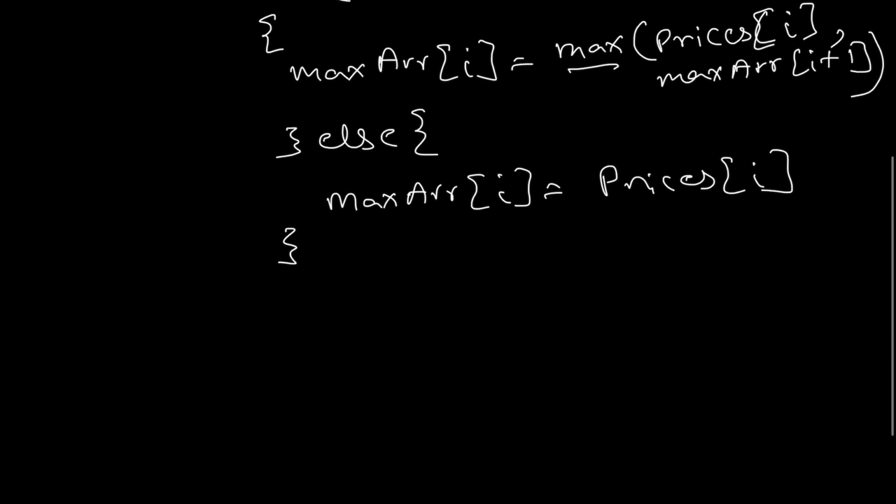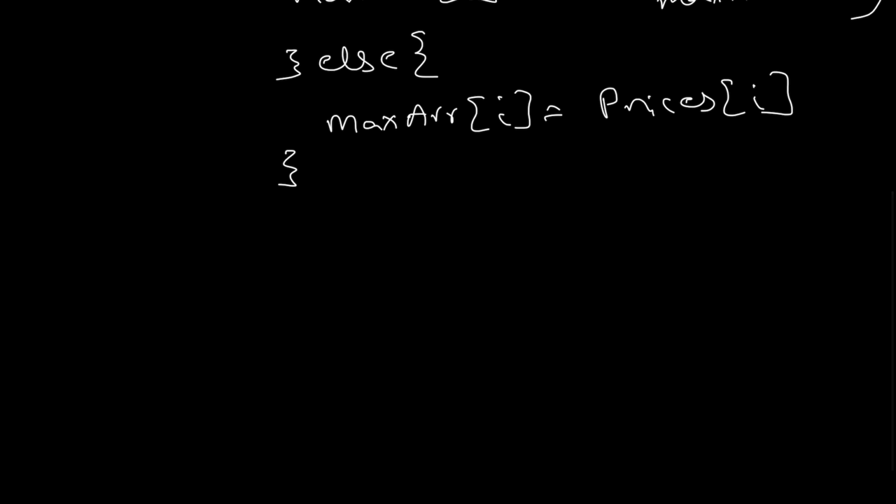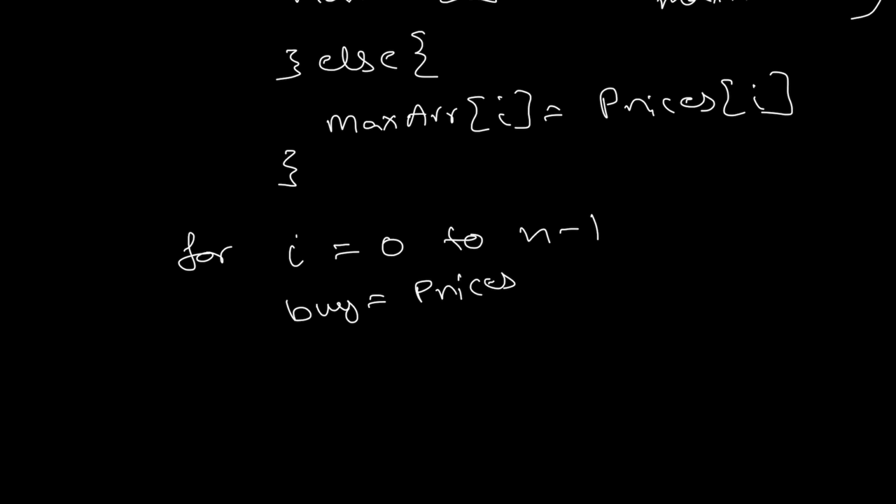After that we'll do a simple for loop. Again I'm using the I variable here. It will loop from 0 to n minus 1. And here, what will be the buy price? Buy will be prices of I, similar to the last one. Sell price will be max array of I plus 1.